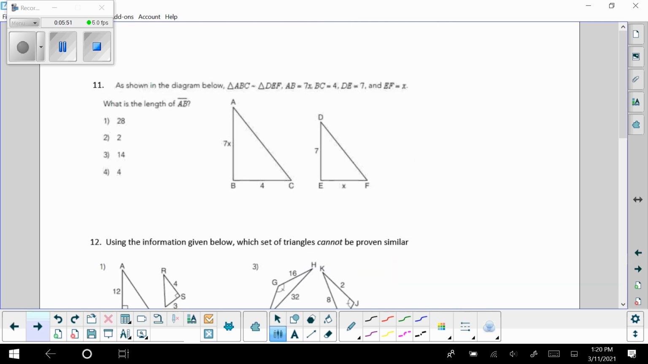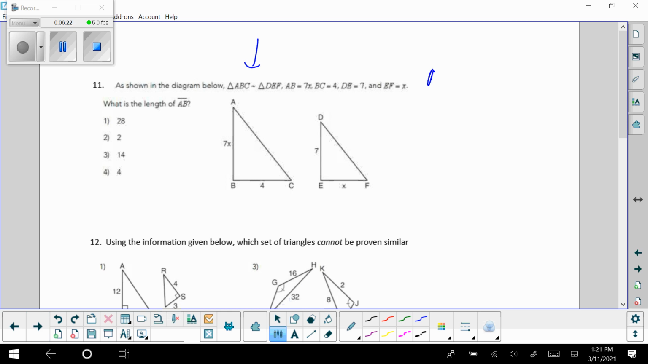Somebody asked about question 11. So looking at this, it says, as shown in the diagram below, triangle ABC is similar to triangle DEF. AB equals 7x, BC equals 4, DE equals 7, EF equals x. So what you have to do here is set up a proportion. What matches up with what? And you can use this to figure that out.